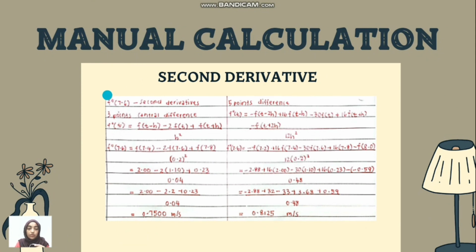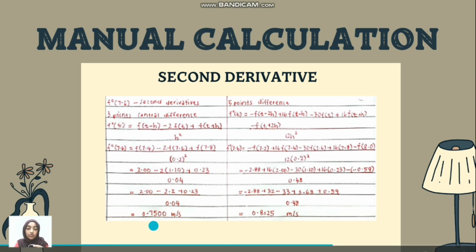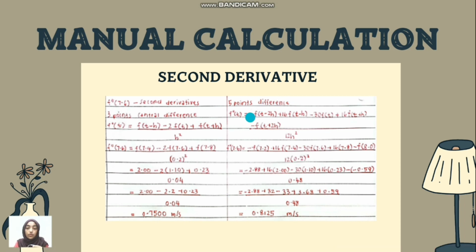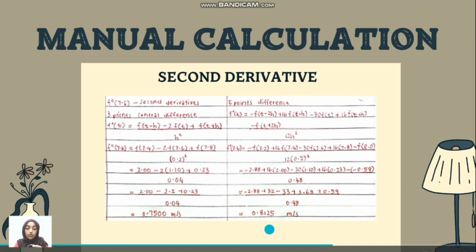For the manual calculation, I will explain the second derivative. For the second derivative, we only use 3-point central difference and 5-point central difference. For 3-point central difference, we use this formula and we get the answer 0.7500 per second squared. And for 5-point difference, we use this formula and we get the answer 0.8125 per second squared. So that's all from me.